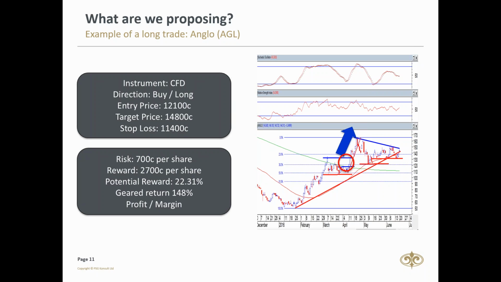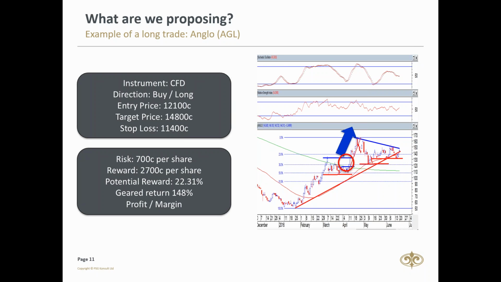So let's just look at some more examples. If I'm looking to buy a CFD on Anglo American and the current share price is at 121 Rand, I have a target price of 148 Rand and a stop loss at 114 Rand. What is important to note when you guys transact in CFDs, like I said right at the start, have your risk profile assessed by yourself. How much am I willing to lose per trade?